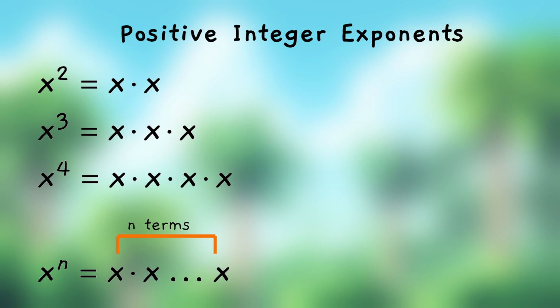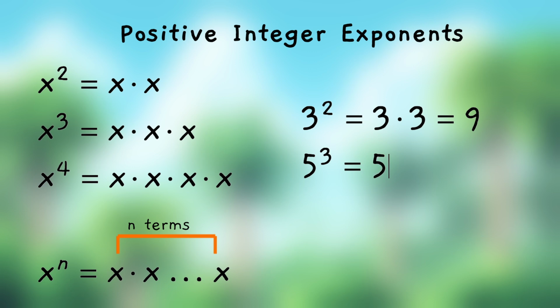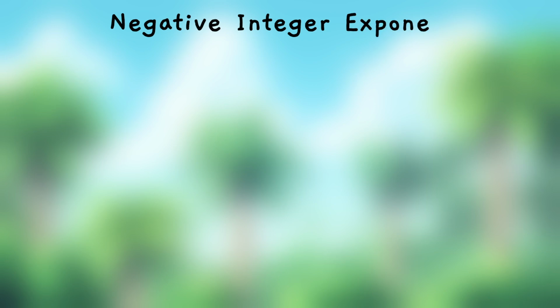For example, 3 to the second power, which you also say is 3 squared, is just 3 times 3, which is 9. And 5 to the third power, which you can also say is 5 cubed, is 5 times 5 times 5, which is 125. So this is how you take a number and raise it to the power of a positive integer. Next, let's look at negative exponents, specifically negative integer exponents.